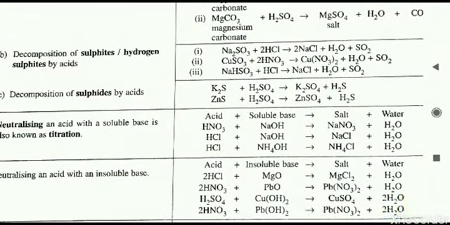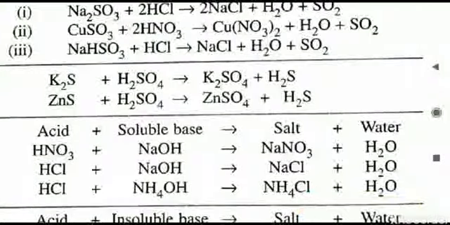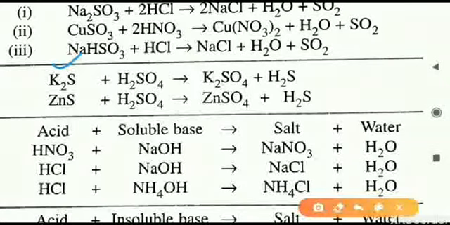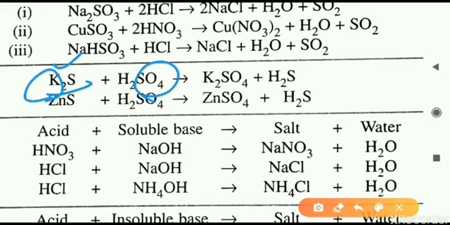Now let us see the examples that are given here. Here we have been given metal sulfide. Metal is what here? In this case potassium. K2S is potassium sulfide. So potassium sulfide, here potassium will bond with sulfate, that will form potassium sulfate, K2SO4. Remaining thing is what? Remaining thing is hydrogen sulfide gas will form.